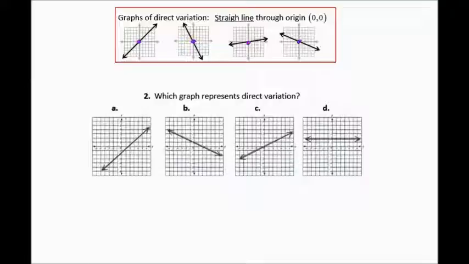So let's just look at our given graphs. This origin is right here, and this does not go through the origin, so that's not it. The origin in this graph is right here, and the graph does not go through that, so that's not it. In C, the origin is here, and yes, it is a straight line going through the origin, so I would select option C. Just to confirm, option D does not go through the origin, so you can also scratch that one out.